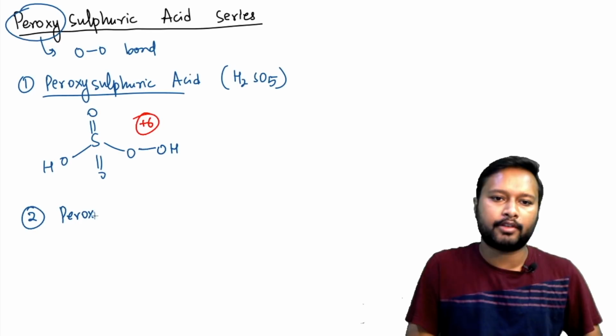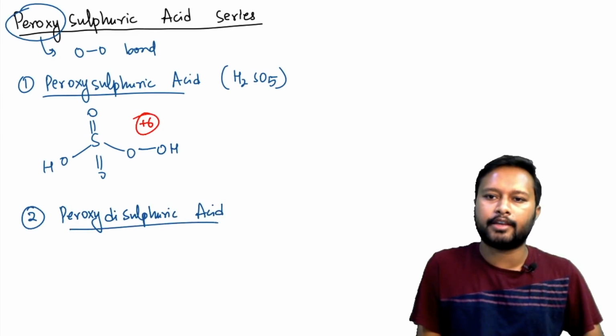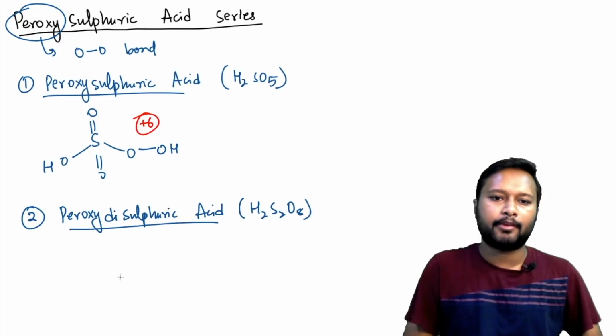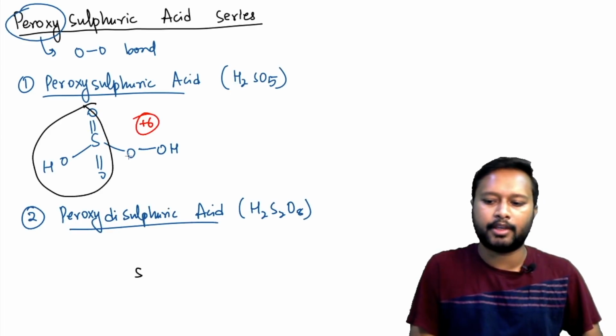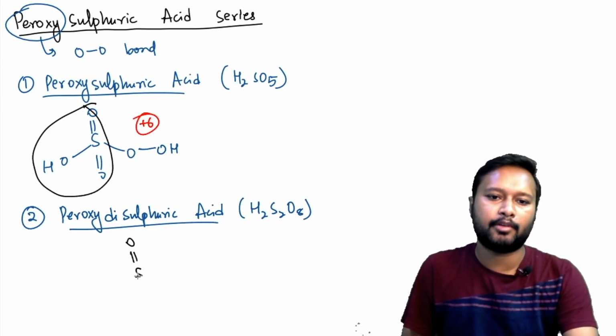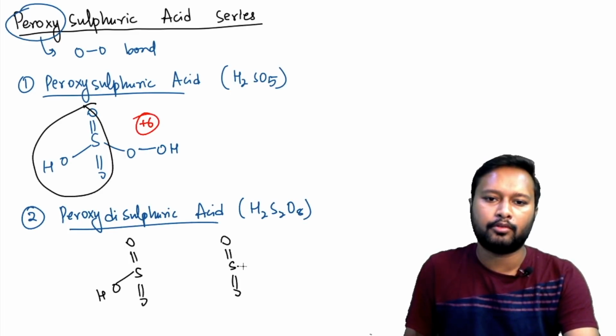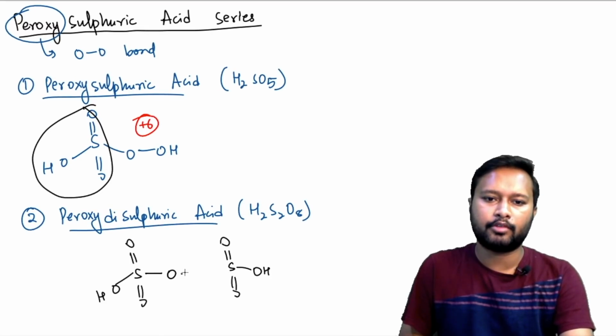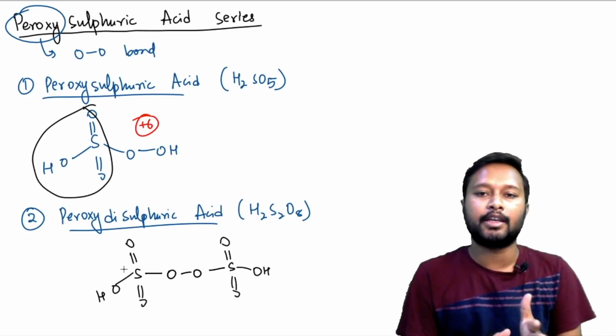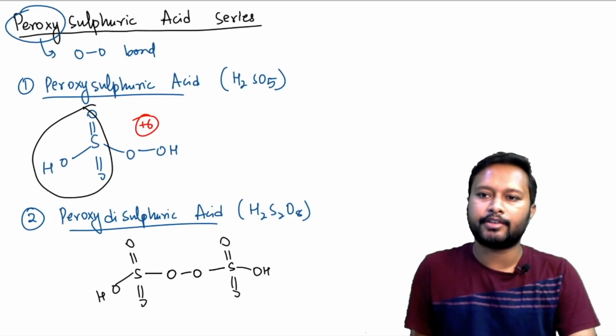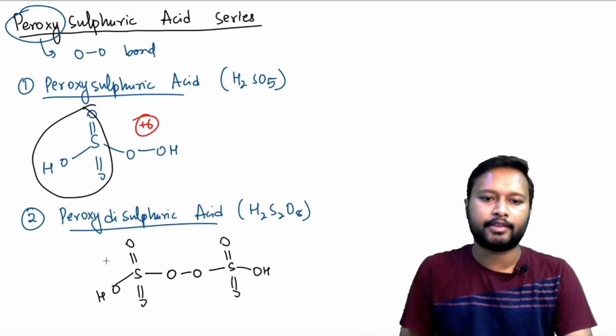The next one which I can have in this series is peroxydisulfuric acid. In that particular case, the formula goes like H2S2O8, and if you try to draw it, you just have to take this fragment and make it 2 times: S double bond O, double bond O, OH, and S double bond O, double bond O, OH, and you just insert 2 oxygen atoms over here. So this is your peroxydisulfuric acid.